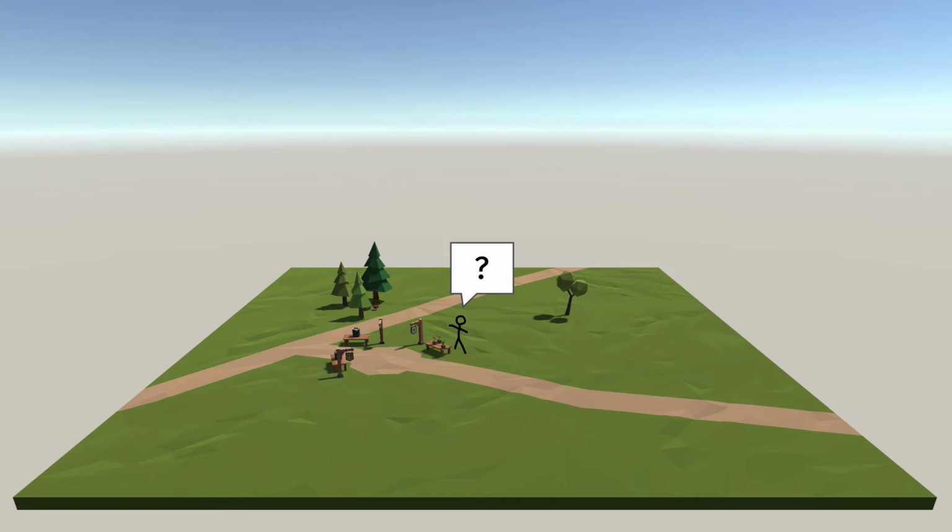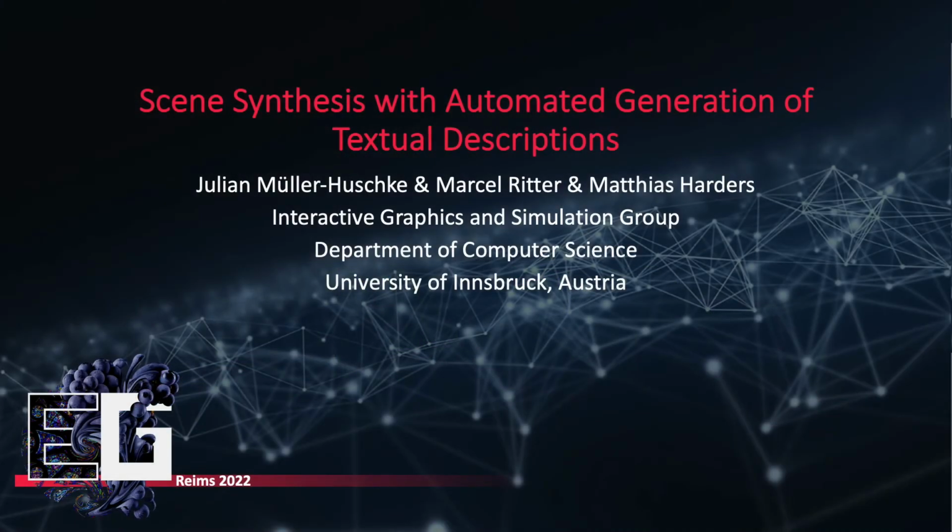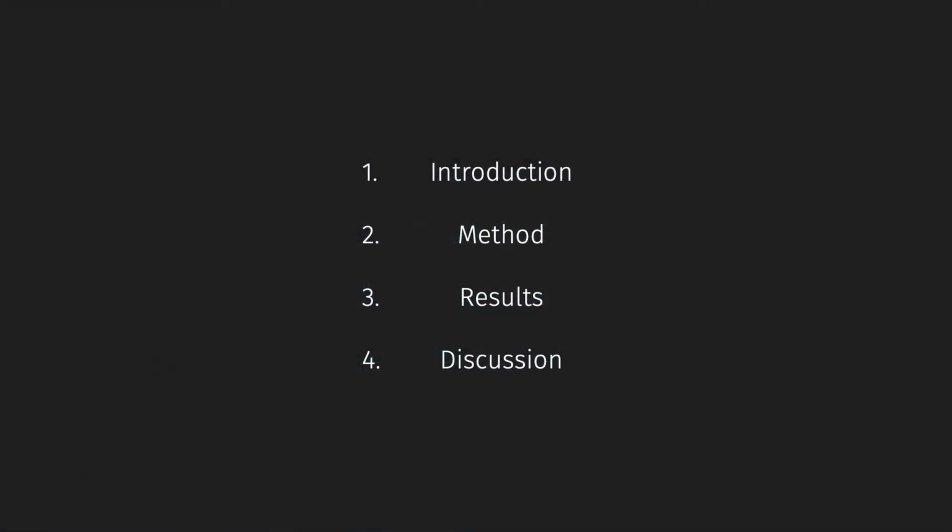So, as a first foray into trying to describe scenes with text, we would like to introduce a procedural content generation system that synthesizes 3D scenes with automated generation of textual descriptions for them. Our goal is to generate fantasy scenes with accurate textual descriptions in a proof of concept system. So first I'll introduce you to the method we use to generate those scenes and accompanying textual descriptions, and then we'll evaluate the results with a user study and discuss them.